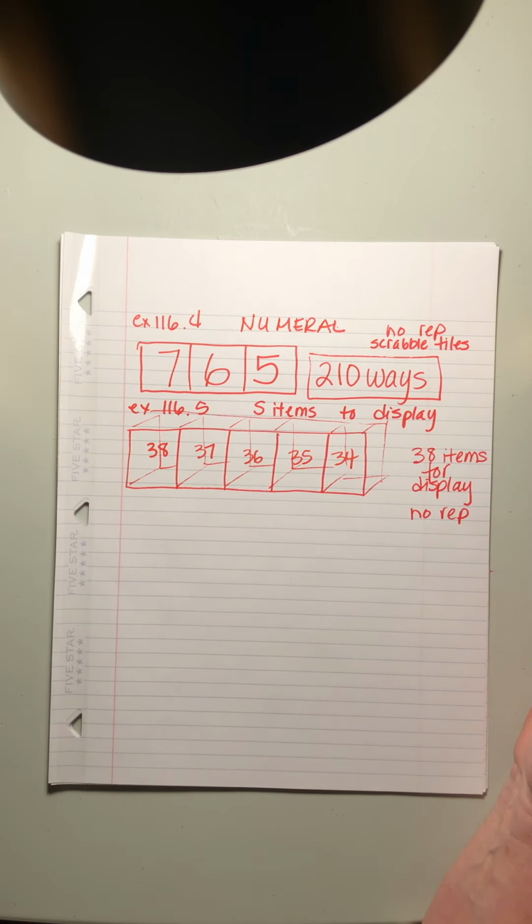And the basic formula: every time we roll the die or spin the spinner, that's called the event. Let me write it this way, E-V-E-N-T.